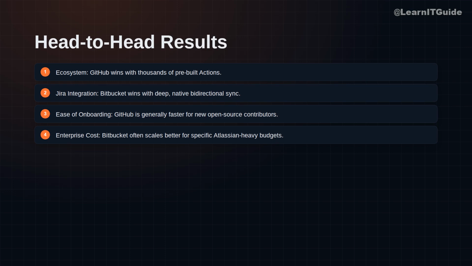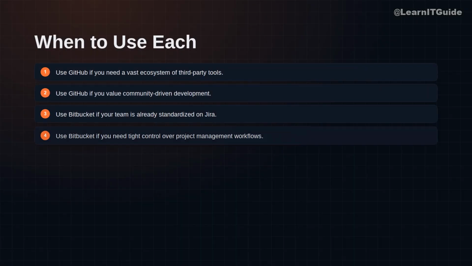Third, ease of onboarding. GitHub is the global standard, so most developers already know how to use it. Finally, enterprise cost. Bitbucket often provides a more cost-effective scaling model for large teams that are already paying for the full Atlassian suite. So when should you choose one over the other?